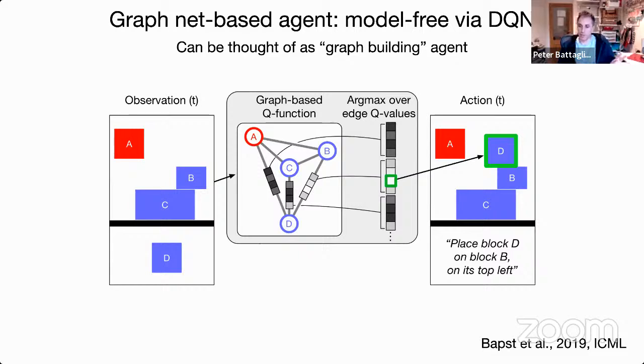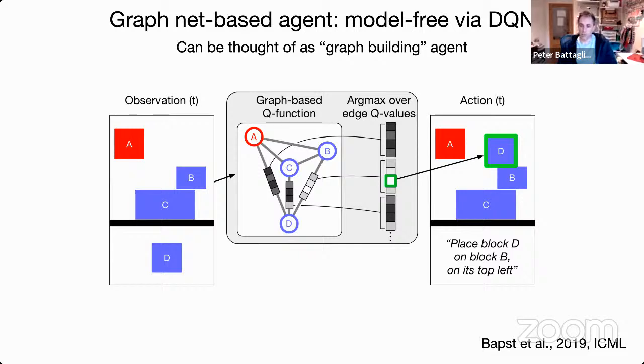So basically, it makes an observation of the scene, and that's the left. So you got your red obstacle block, that's A. You got your B and C blocks. Those are like blocks that have already been placed on the floor. That's because they're above the floor black line. And then D is a block that hasn't been placed in the scene yet.